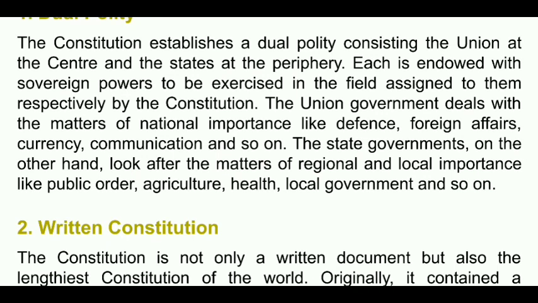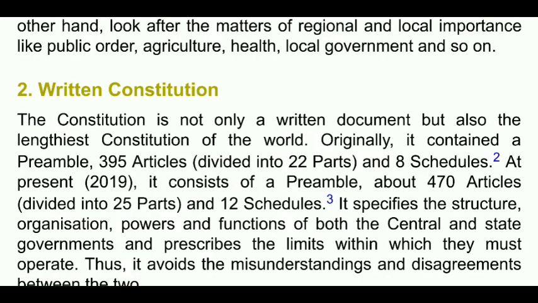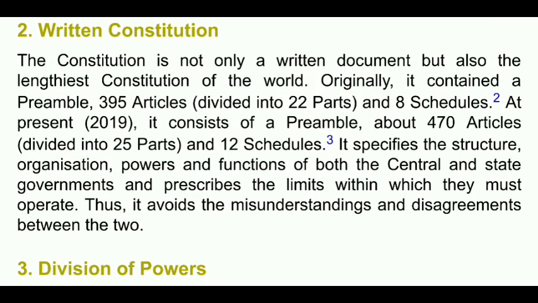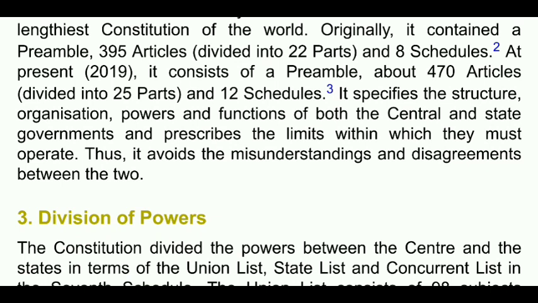Number 2, written constitution. The Constitution is not only a written document but also the lengthiest constitution of the world. Originally, it contained a preamble, 395 articles divided into 22 parts and 8 schedules. At present, 2019, it consists of a preamble, about 470 articles divided into 25 parts and 12 schedules. It specifies the structure, organization, powers and functions of both the central and state governments and prescribes the limits within which they must operate. Thus, it avoids the misunderstandings and disagreements between the two.